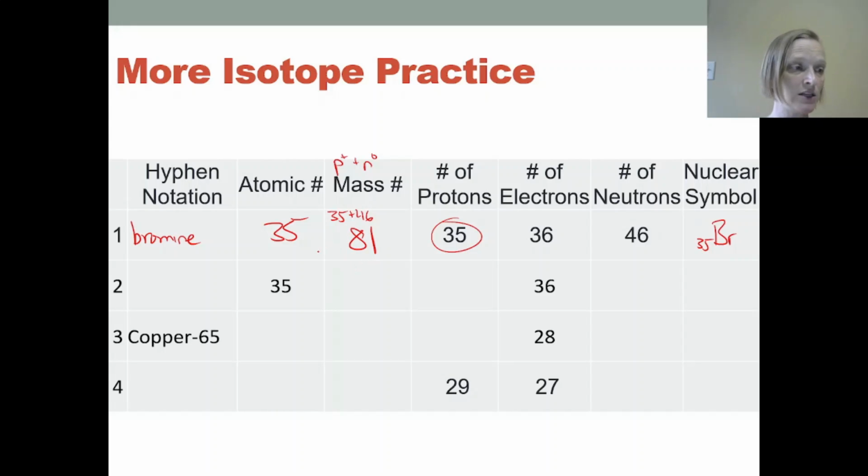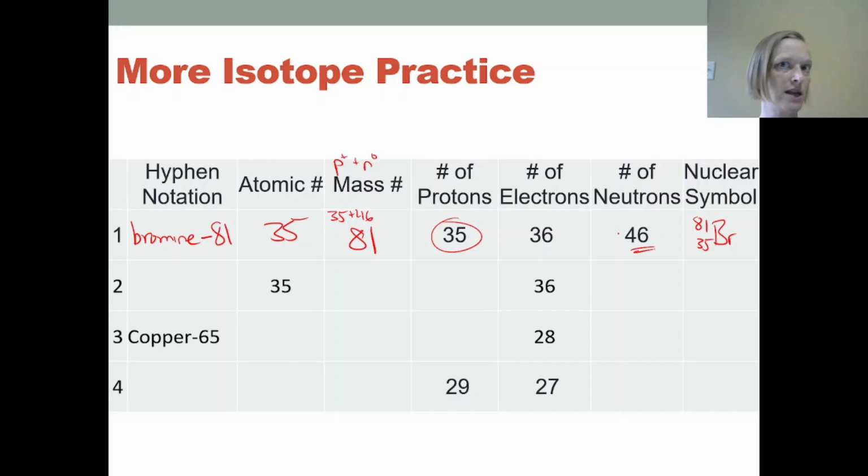I did not go to the periodic table and use the number 80 off of the periodic table. It's 79.90. I would round it off to 80. I don't do that here because I was told the number of neutrons. So I need to go with the information I'm given if I can. Now that I know that my mass number is 81, that's the number that goes at the end of my hyphen notation, and that's the number that goes in the top left corner of my nuclear symbol.